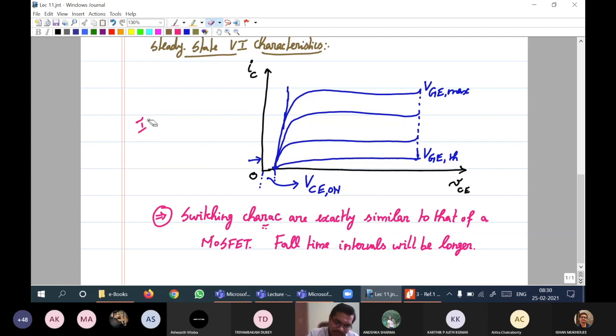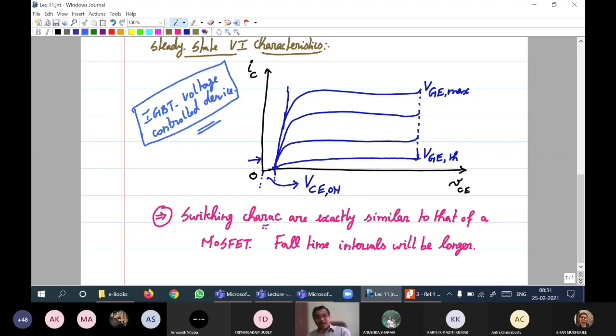So IGBT is a voltage controlled device. BJT is a minority carrier device, whereas MOSFET is a majority carrier device. Because IGBT combines the best of both worlds, the jury is still out whether it is a minority or majority, and you can't tell both.